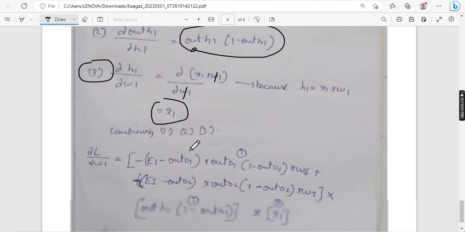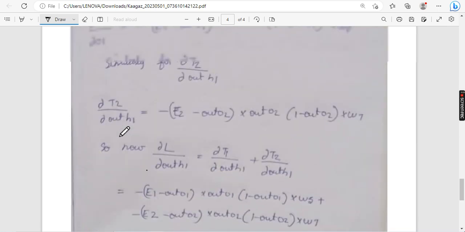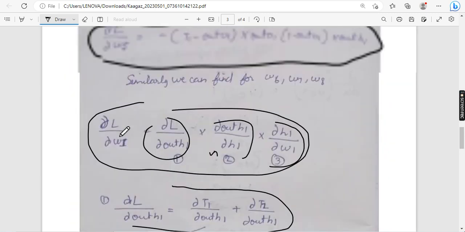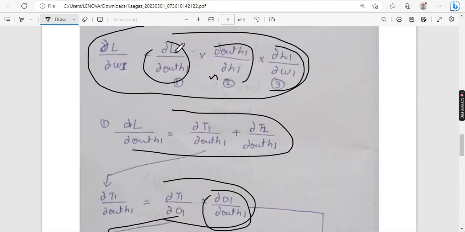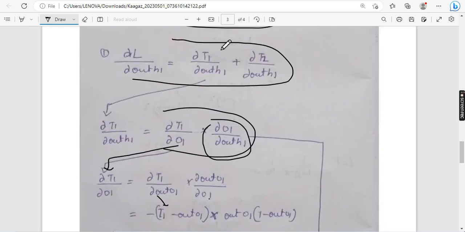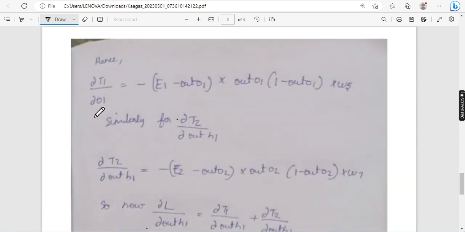Look at this. I forgot to tell you one thing. If you look here carefully, this loss function with respect to output of h1 was written into two equations, right? For the differentiation of t1 with respect to output of h1, I have computed here, which is this big equation.